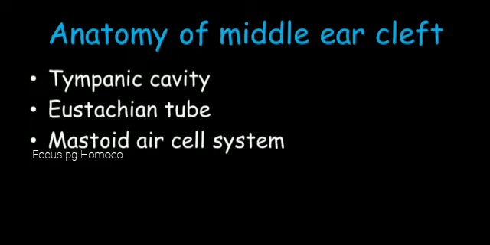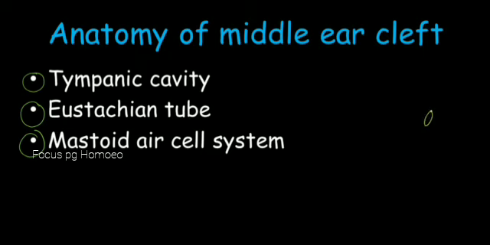So now let us continue with the middle ear cleft. Till now we had discussed the external ear completely. I am just discussing mainly the MCQ points. So let's see. In the anatomy of the middle ear cleft, there are three parts. As we had seen in the external ear, here also three parts, that is tympanic cavity, Eustachian tube and mastoid air cell system. So let me show you how it is.